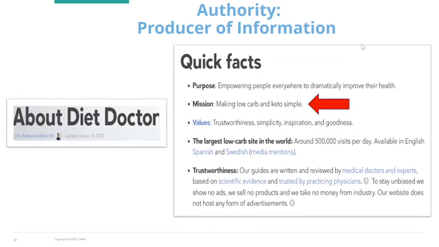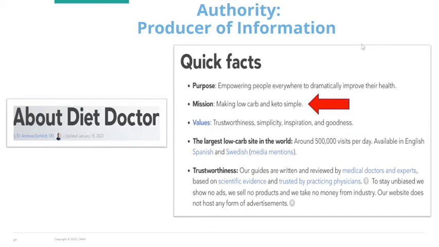Next, we are going into our authority. Who is the producer of the information? And remember with the authority information, we really want to know about the credentials. Are they qualified? Where are they from?